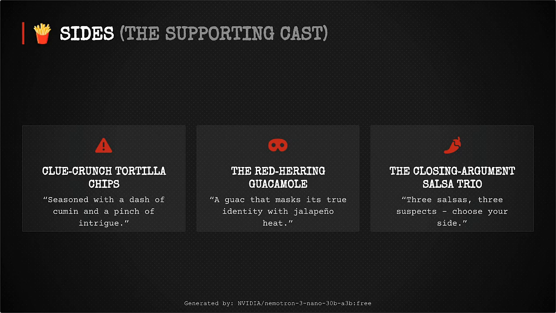And don't forget the supporting cast. Clue Crunch tortilla chips, seasoned with a dash of cumin and a pinch of intrigue. The Red Herring Guacamole, a guac that masks its true identity with jalapeno heat. The Closing Argument Salsa Trio, 3 salsas, 3 suspects.